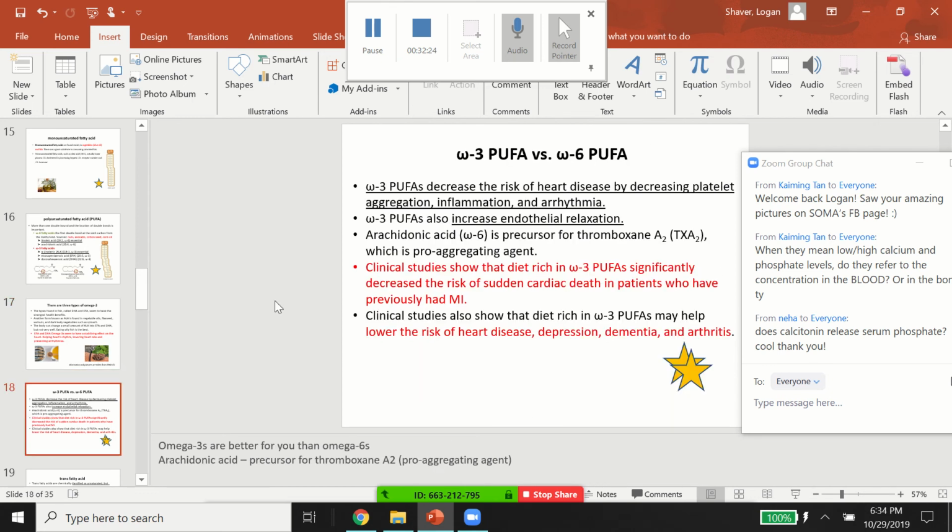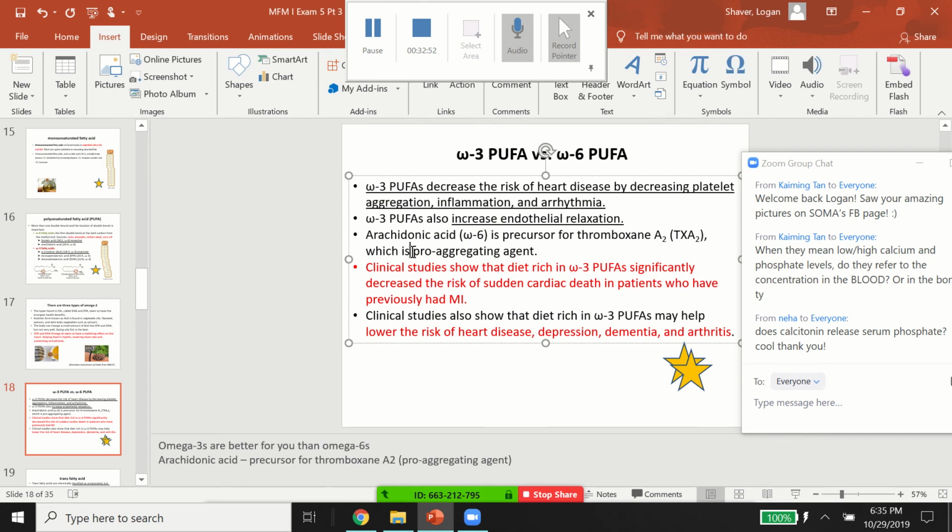Now, it also increases endothelial relaxation. The point of the matter is that omega 3s are really, really good for you. Omega 6s are still somewhat good for you, but you don't want too much of them. And the reason why is because of this fact right here: arachidonic acid is a precursor for thromboxane A2, which is definitely not decreasing platelet aggregation, but instead increasing platelet aggregation.